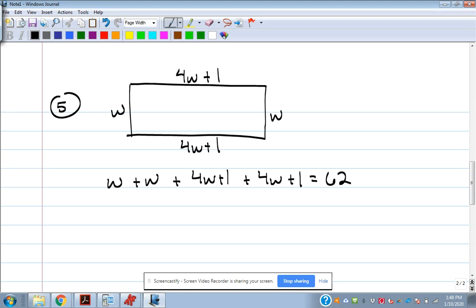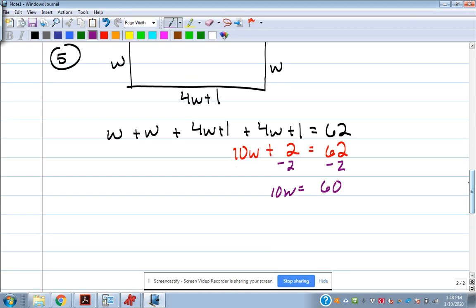There's a lot of terms on the left-hand side, so we'll put them together. So the W plus W plus 4W plus 4W would be 10W, plus 1 plus 1 is 2. And I would subtract the 2. 60. Last step, divide by that 10. The width is 6.